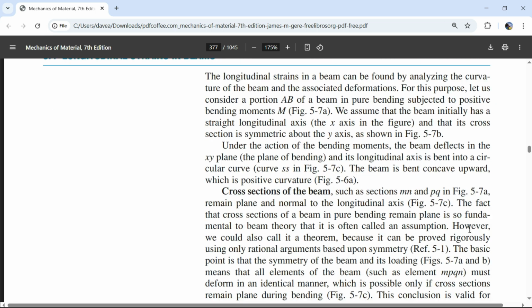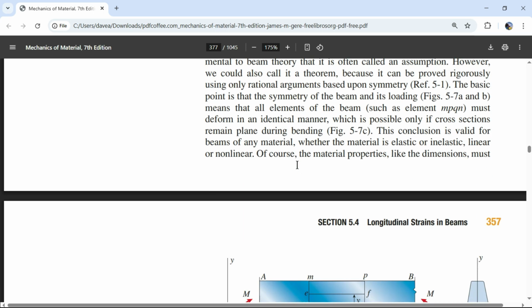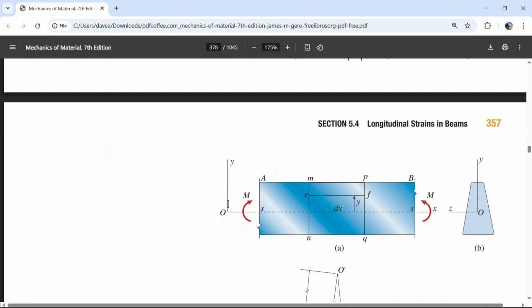Cool. So that's figure 5.7b. Under the action of the bending moments, the beam deflects in the xy plane. So yeah, that's why textbooks are difficult. So we have the y-axis, x-axis, and all the bending, the smiley face, is in this xy plane. We don't get any curving out into the page.